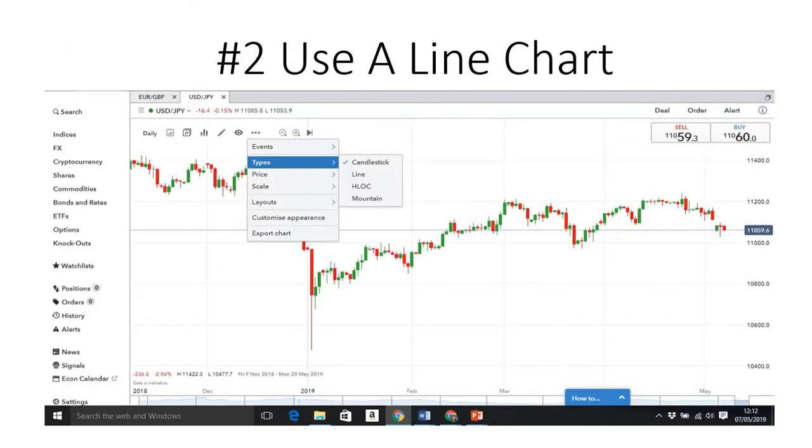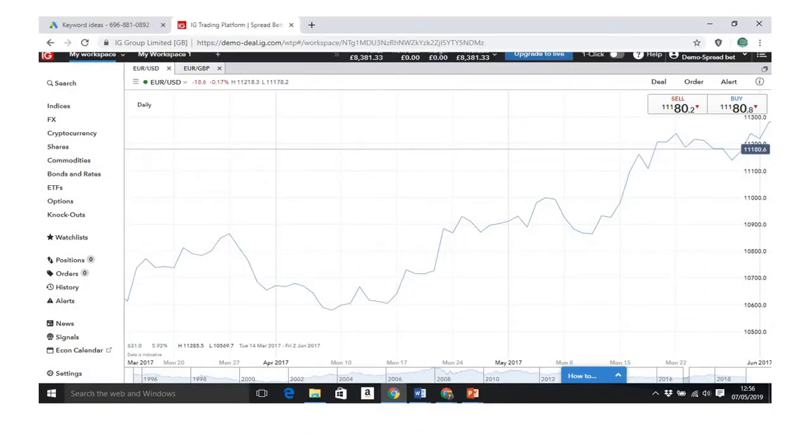Alright, so tip number 2 is to make sure you're using a line chart. Now the best way to get a clear picture is to use a line graph. On most trading platforms, you'll be able to switch between the different types of charts. Personally, I use IG, which is the platform you can see in front of you, and here's how I would change mine. So this is the Euro US dollar daily chart as a line graph.